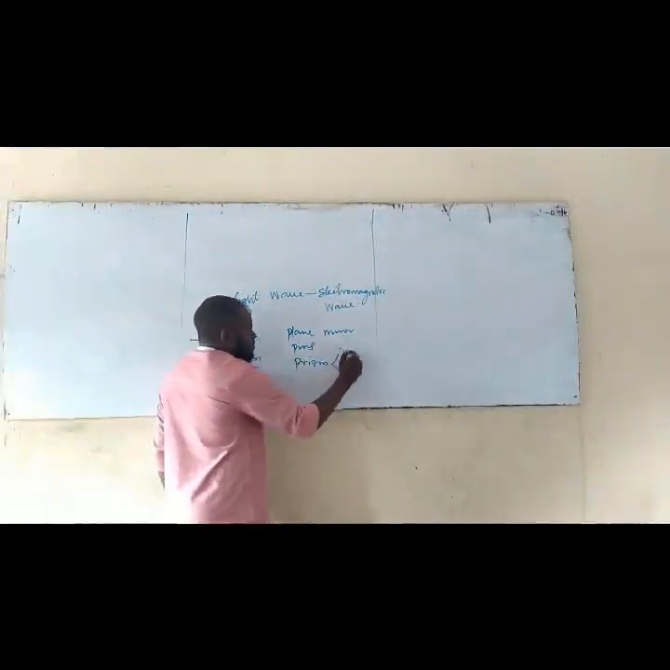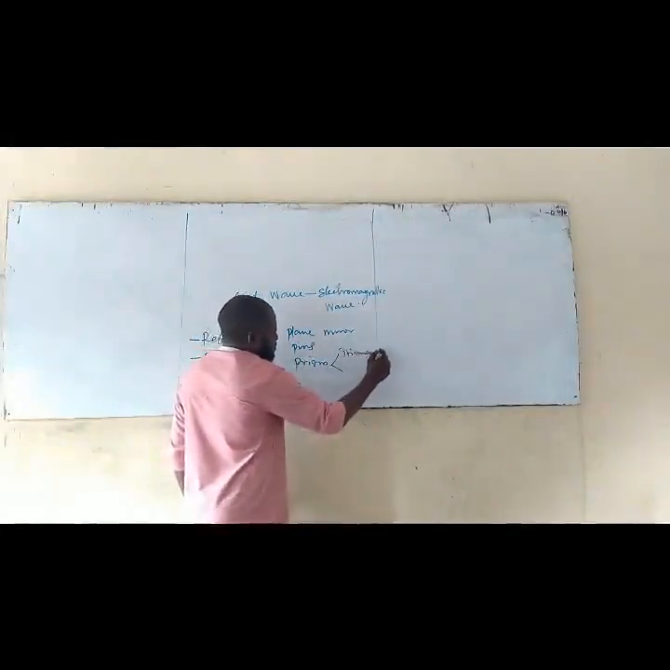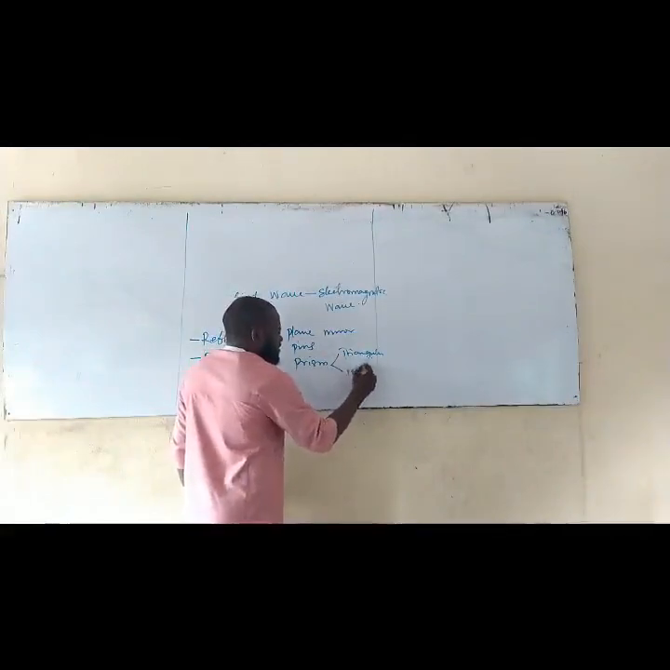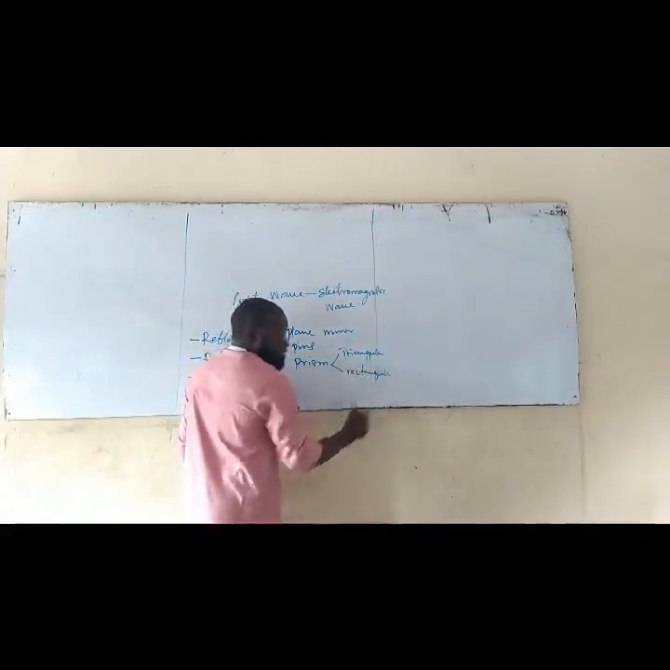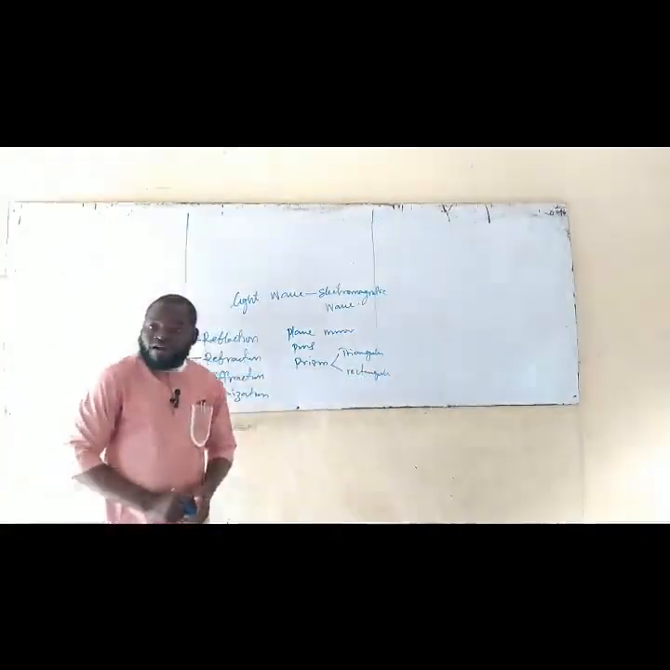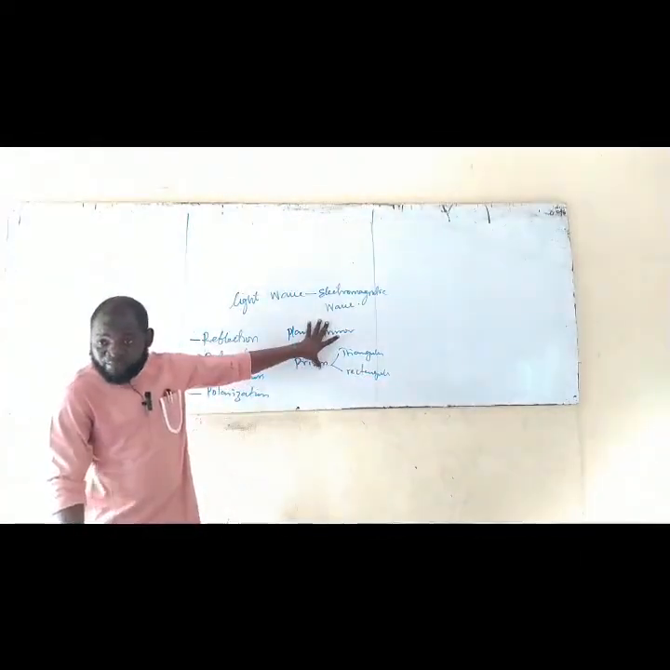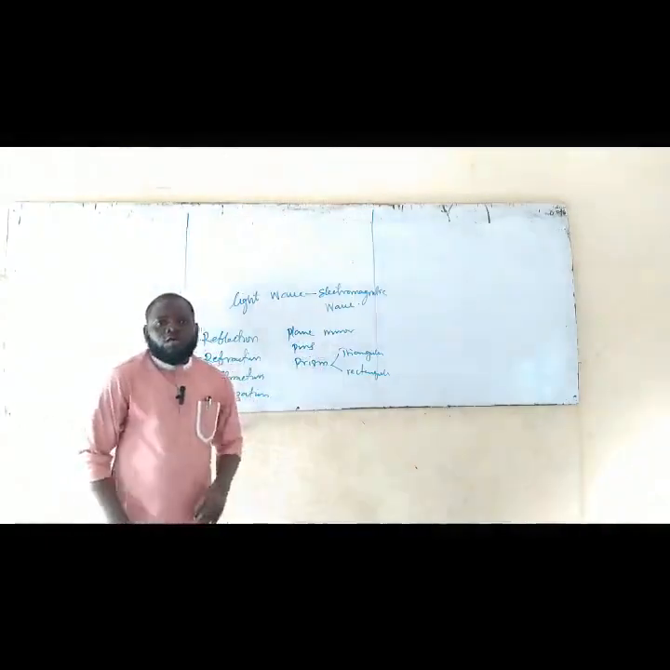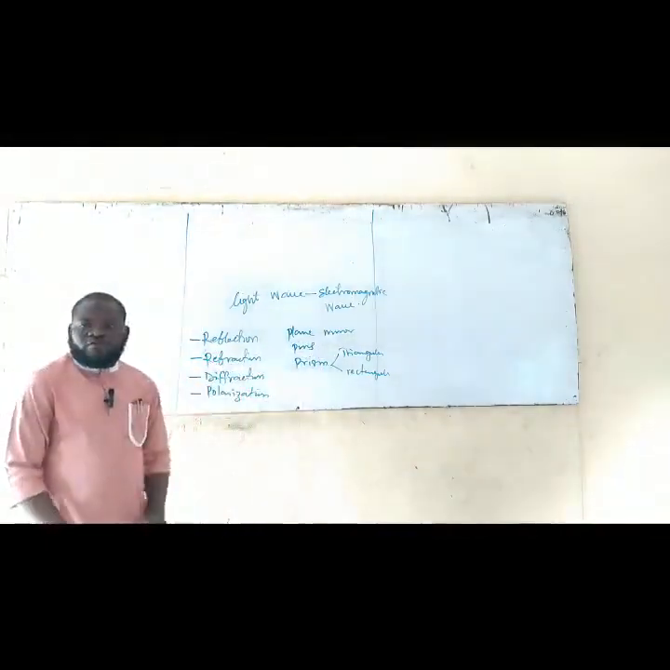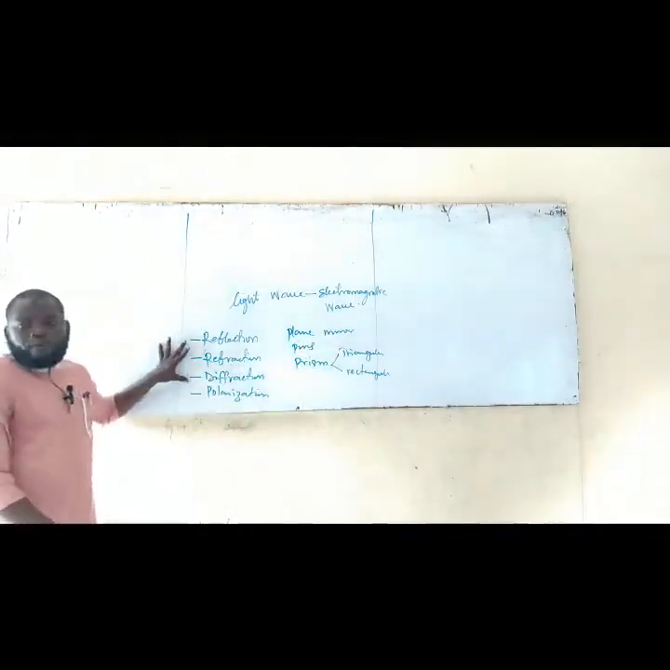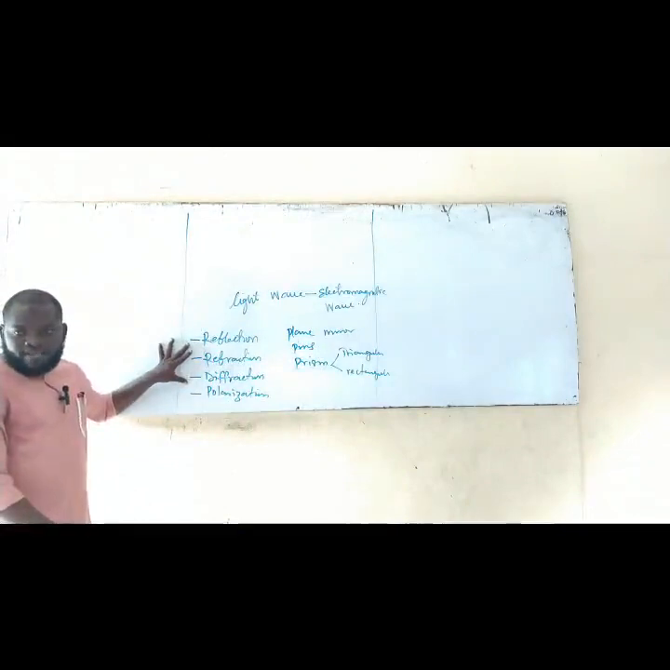Either triangular or rectangular, either of it. Whenever you have experiments that have to do with all these apparatus here, no doubt, you can only use them to verify two of all these properties. Am I making sense now?